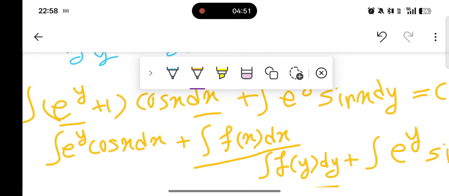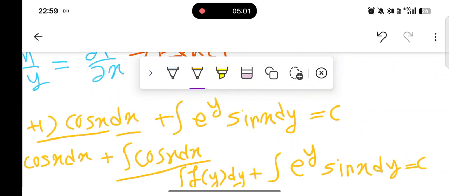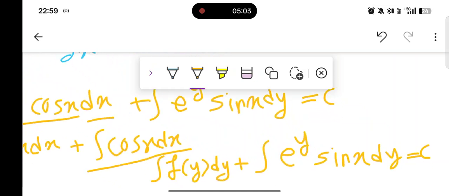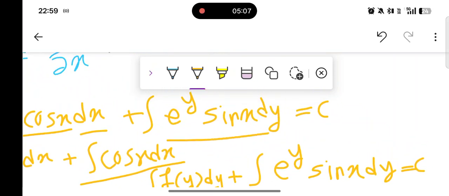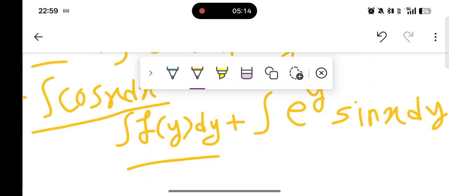Now in that case f(x) will be cos x, right? So we can say f(x) will be cos x. And f(y) is nothing. There is nothing in y without x. There's a function e to the power y which is multiplied with sin x, which is a function of x. So we can't get a function of y. So this will be 0.